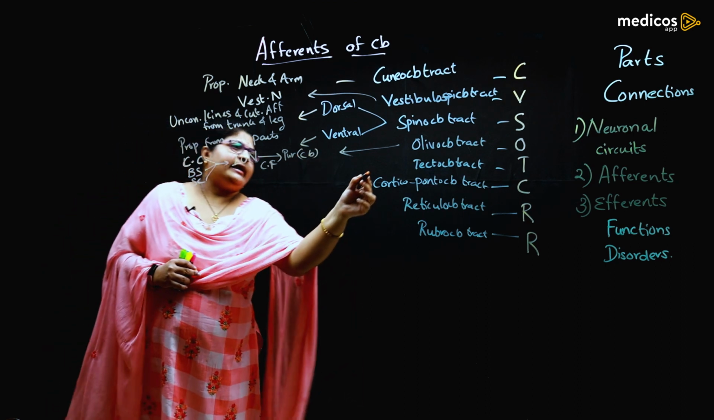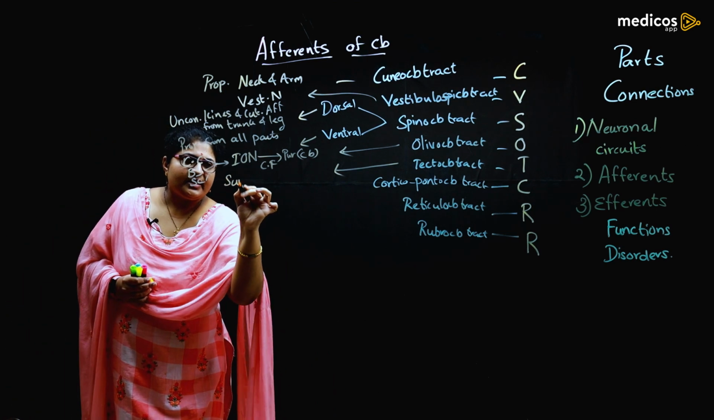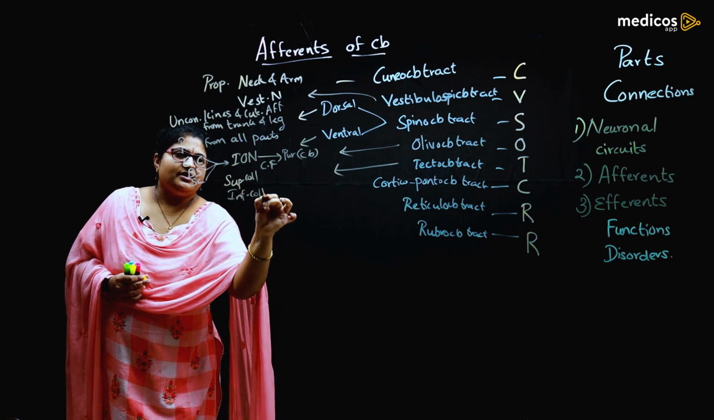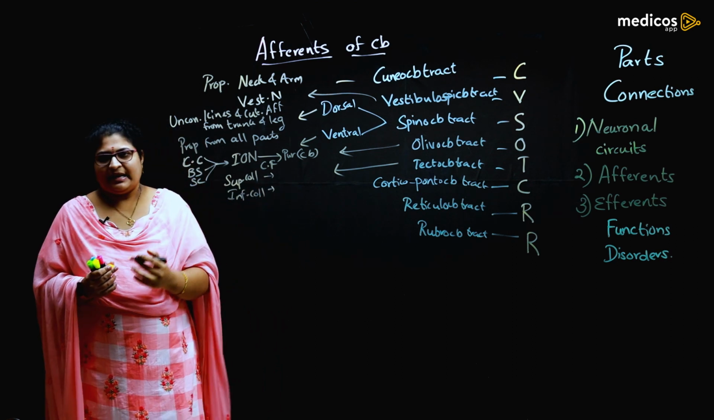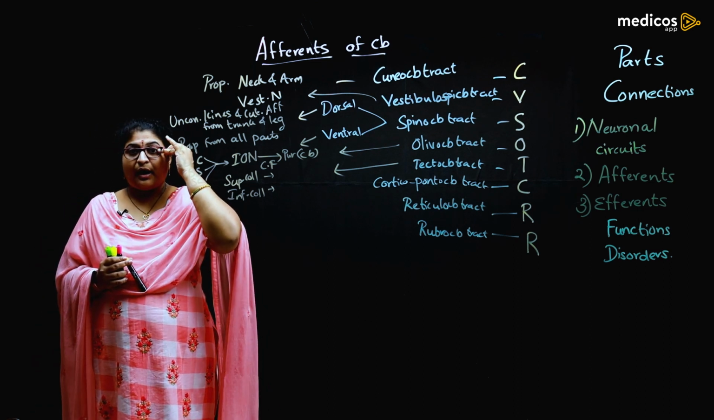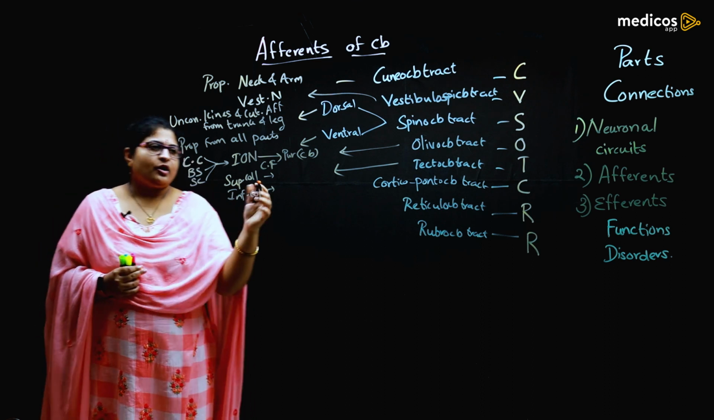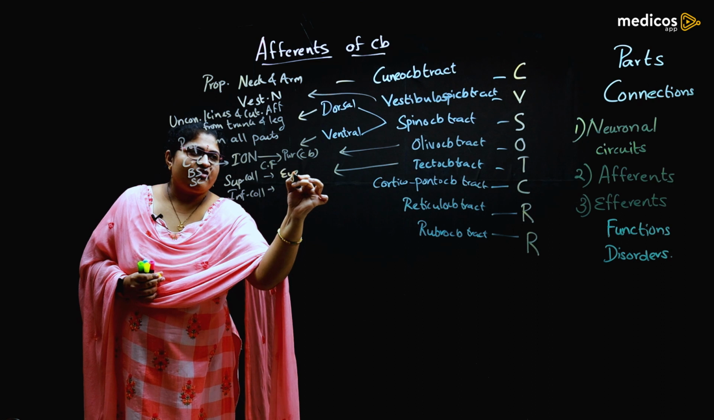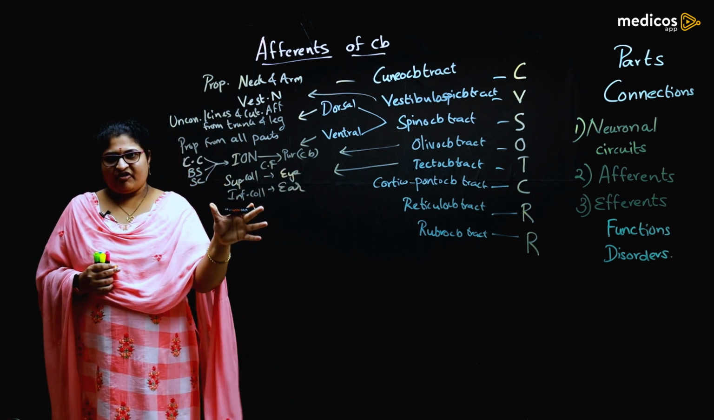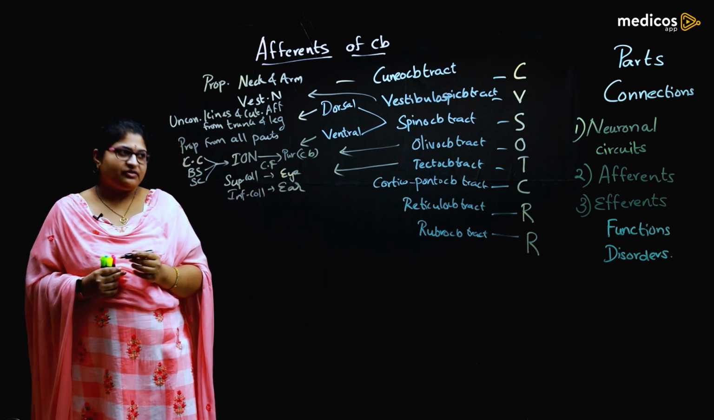Okay, and tectocerebellar tract. So in the tectum, we have superior colliculus and inferior colliculus. Which sense organ is related? I remember it easily like this: eyes are present above the ears. So the superior colliculus carries information from the eye and the inferior from the ear. So the sensory information from the eye and ear is carried by the tectocerebellar tract.